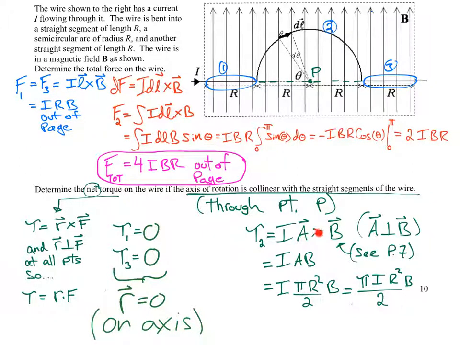So the cross product gets maximized. We're at 90 degrees between our area and our magnetic field. The area of this is pi r squared over 2. And so we get our net torque to be pi I r squared B over 2.